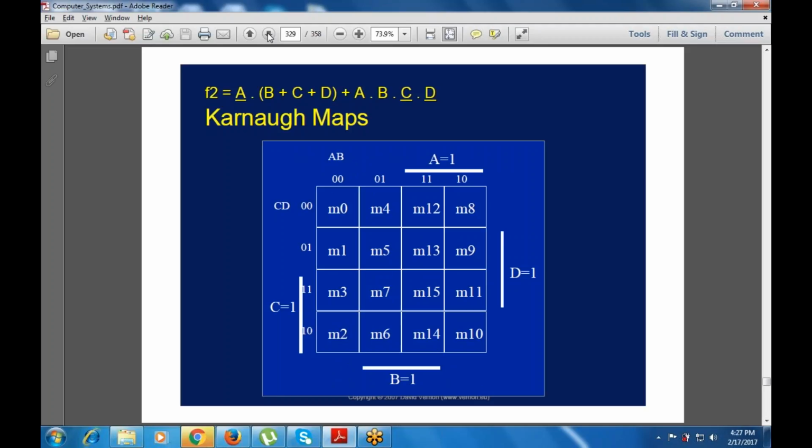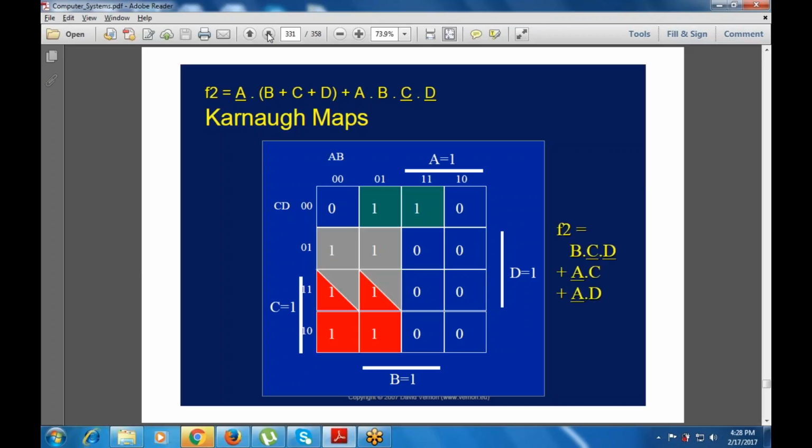This is 0, 0, 0, 1, 1, 1, 1, 0. Then CD, AB, this is used with M0, M1, M2, M3. Again, it is used with the K map. So this is the term that is used with the 0, 1, 1, 1, 1, and so on. This is again the K map. This is A dash B C D plus A into B into C dash D dash.